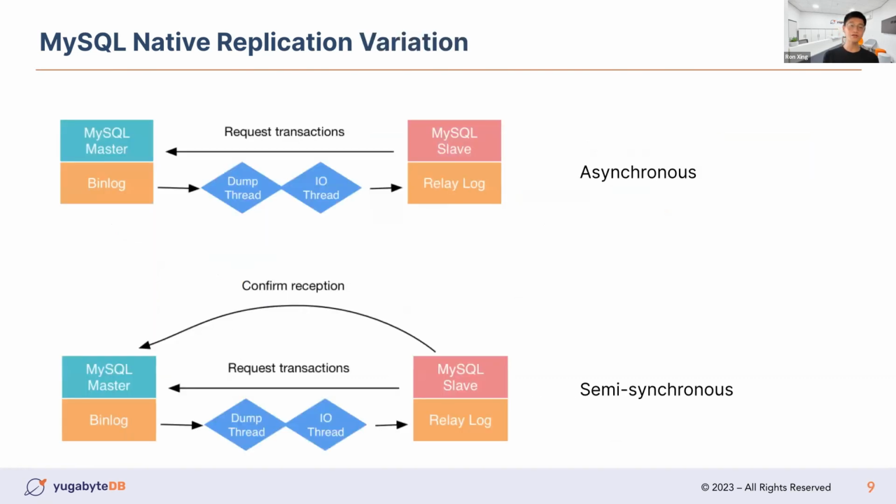And there's a variation to the native replication. By default, the native replication is asynchronous. However, you can change it to semi-synchronous, meaning that the slave side will confirm the reception of the transaction before the master node sends the success message to the client, right? But the drawbacks still remain the same.